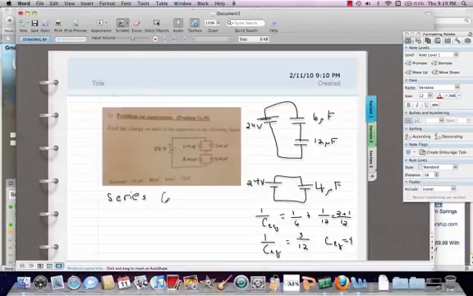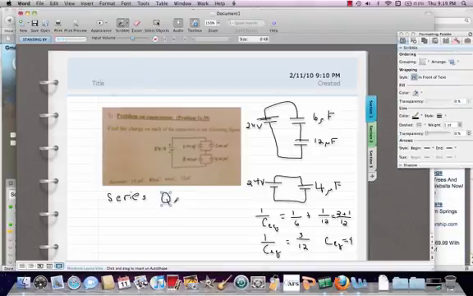Okay, so in series I have Q total is equal to Q1 is equal to Q2. Since I already found Q total, I know that the charge on this one is equal to 96 microcoulombs. And this one's also 96 microcoulombs.